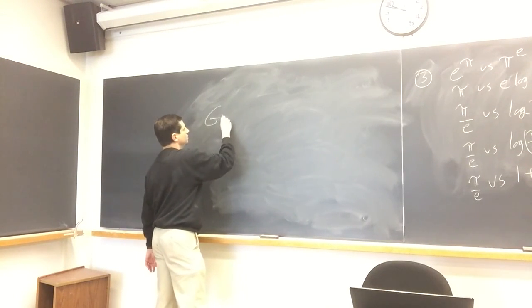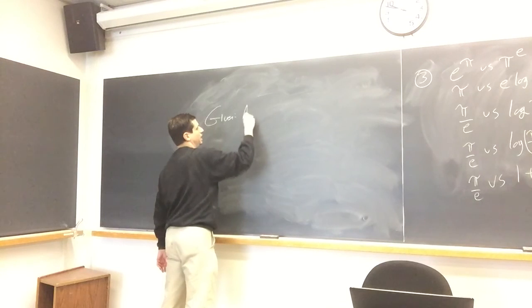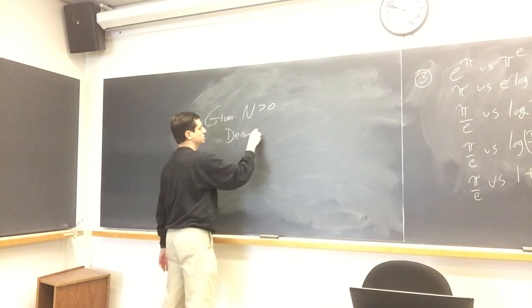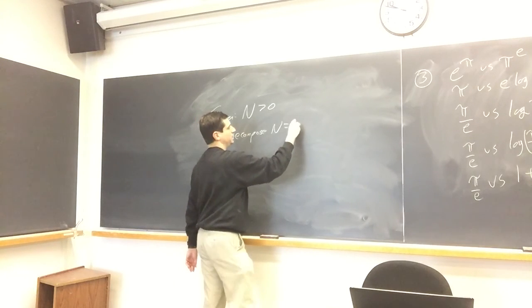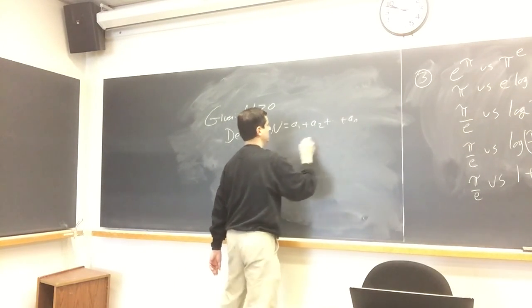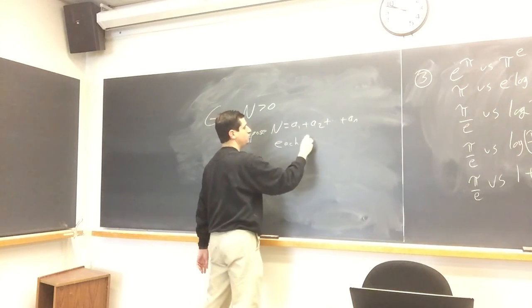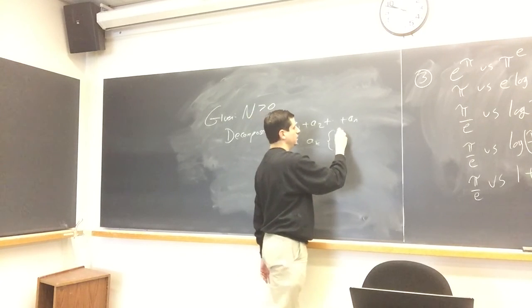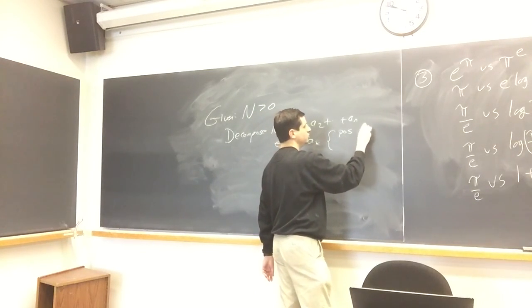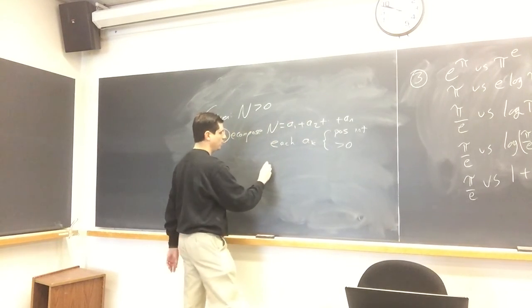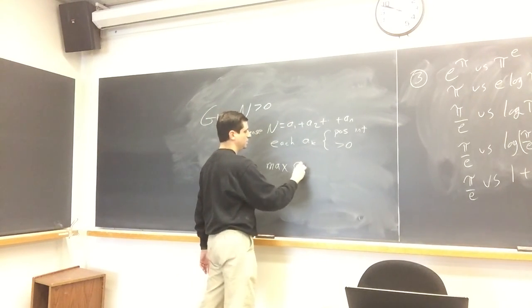So given some number n greater than 0, decompose n to be a1 plus a2 plus ... plus an. Each ak is either, in case 1, a positive integer, or in case 2, greater than 0. And you want to maximize the product.